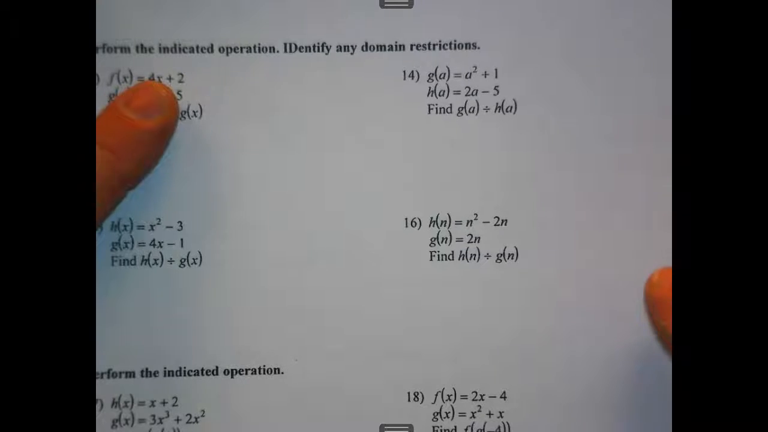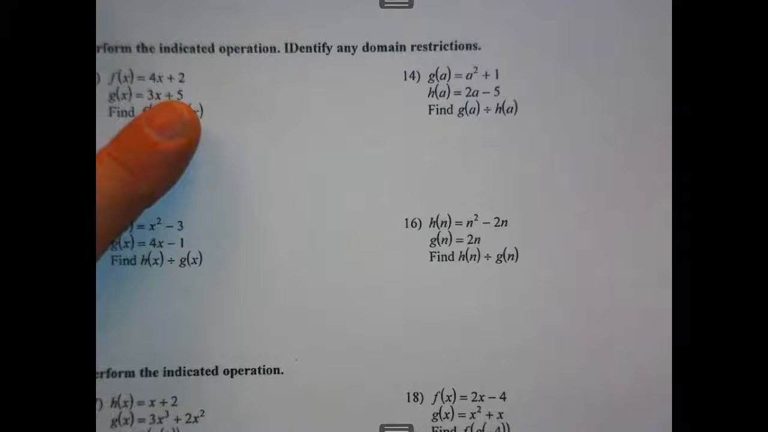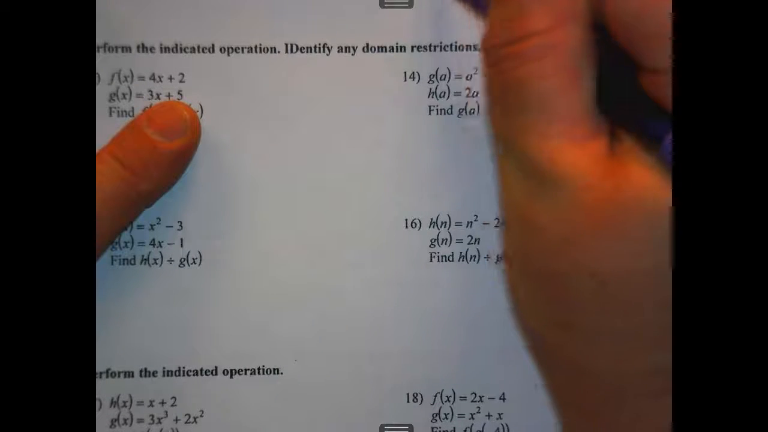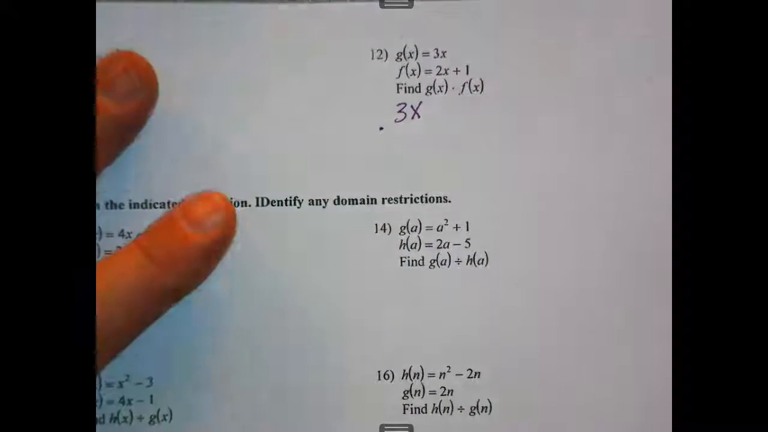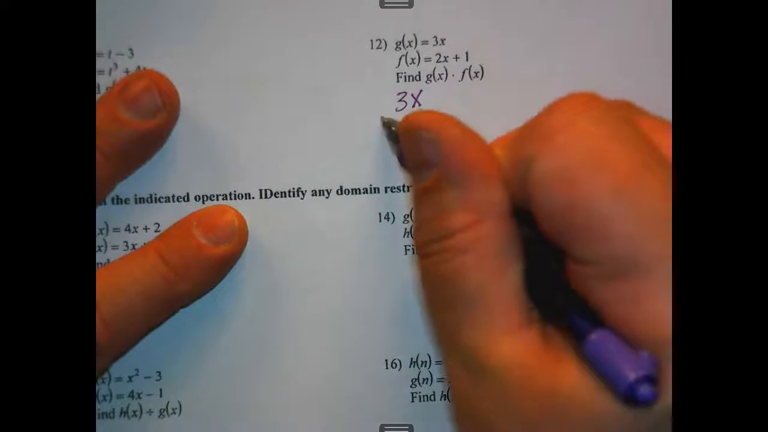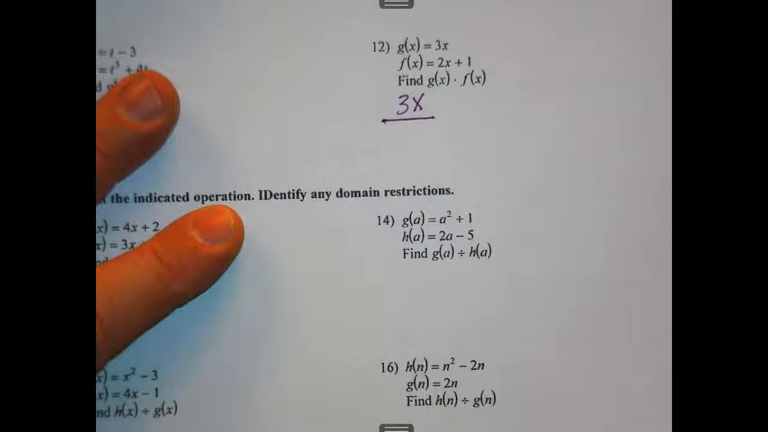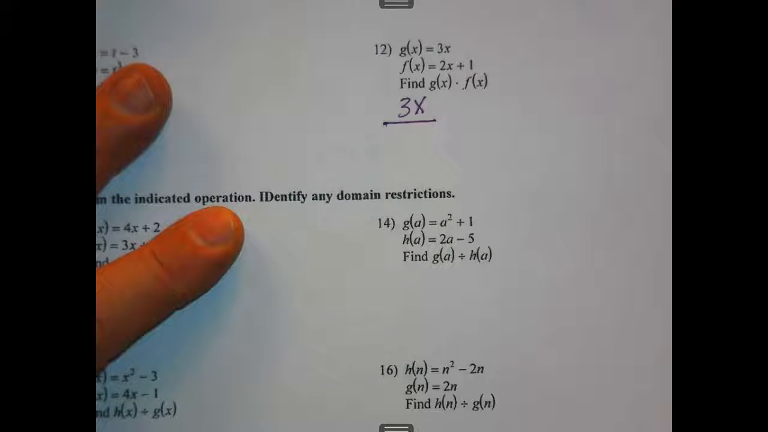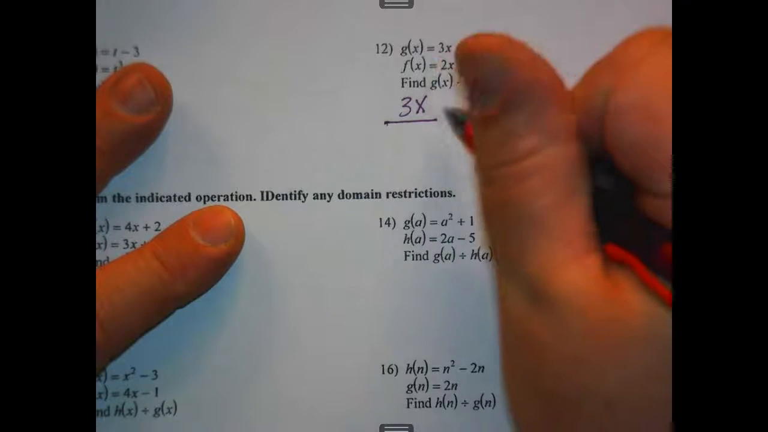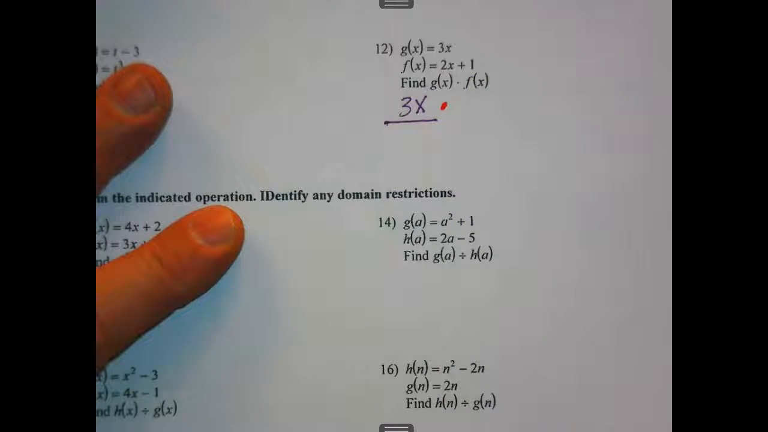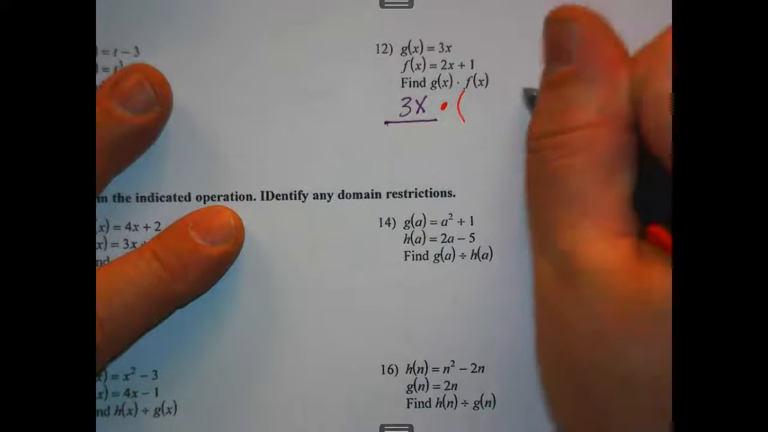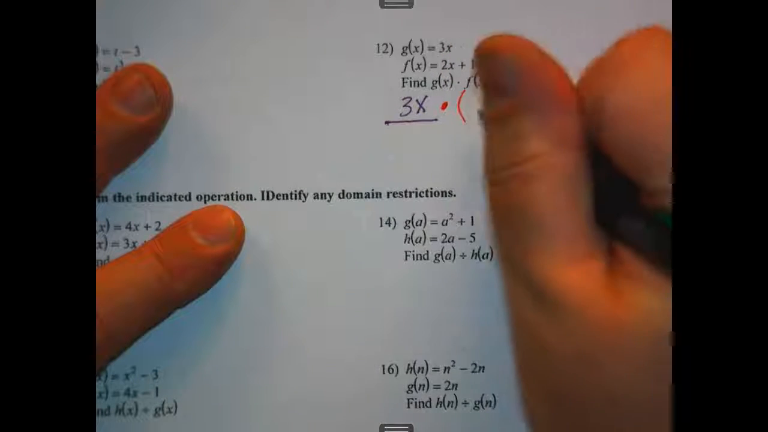Number 14. We're dividing. So the g of x is 3x. 3x divided by the f of x is, oh wait, we're multiplying, aren't we? Well, sorry, my fault. We're multiplying the f of x, which is 2x plus 1.